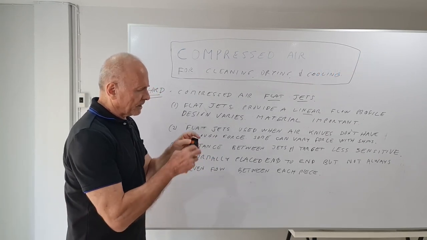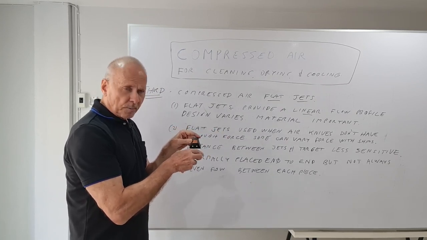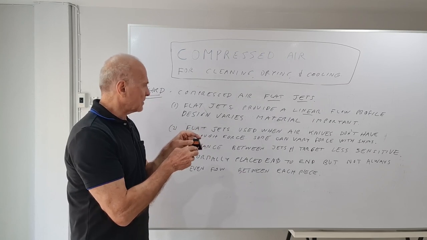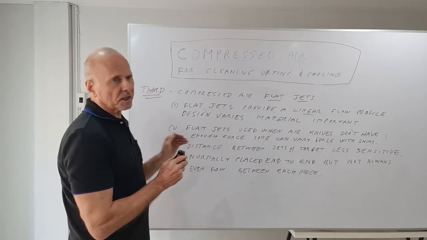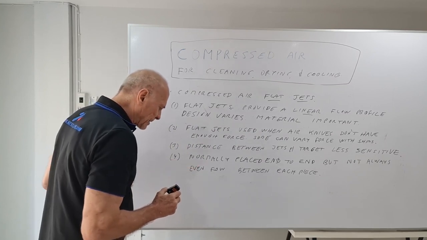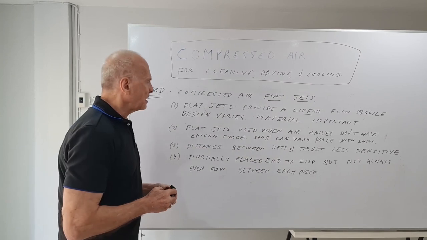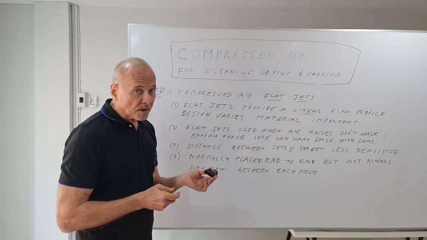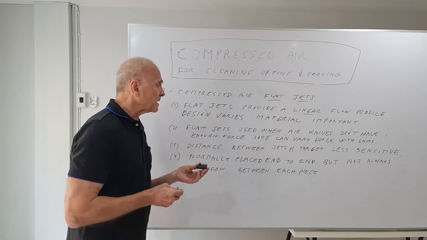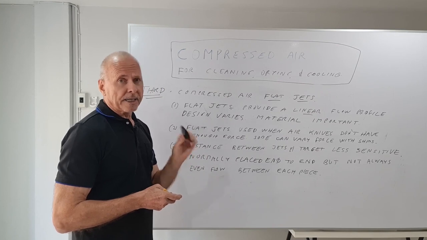Because you have the items discrete, there's going to be a little bit of turbulence if the flows between the units intersect. So you're not going to always get really even flow between each piece. So if you need absolutely even flow along the length of a blow-off application, it's probably not the best choice. But if you need very powerful force, or very, very high velocity for your application, then the flat jets can be an ideal solution.